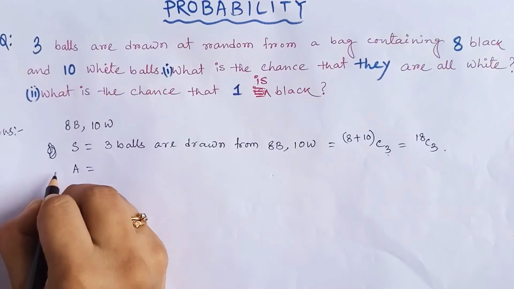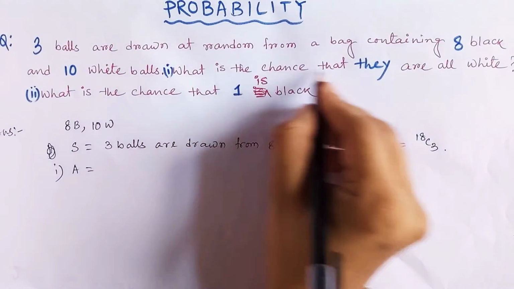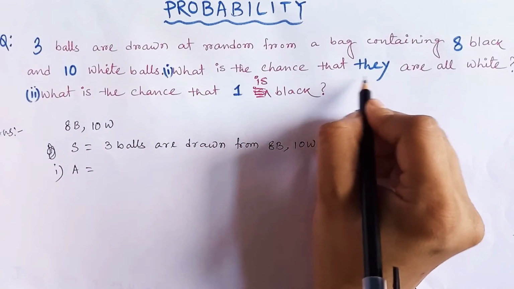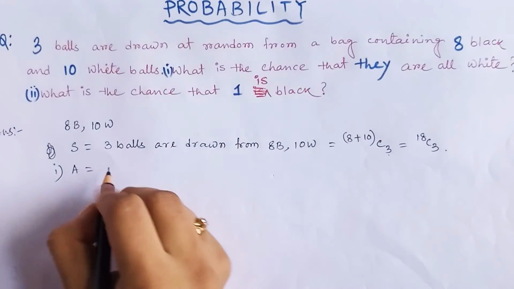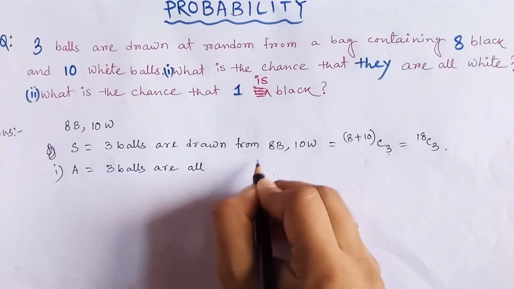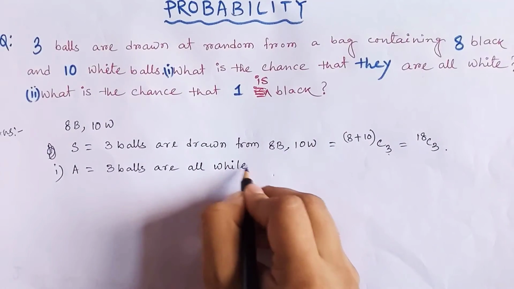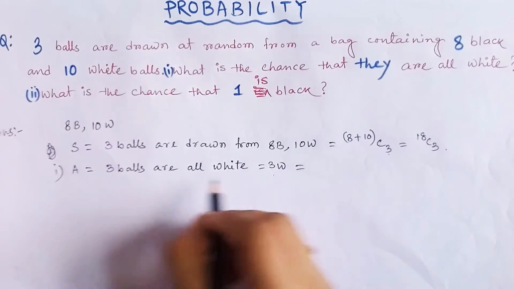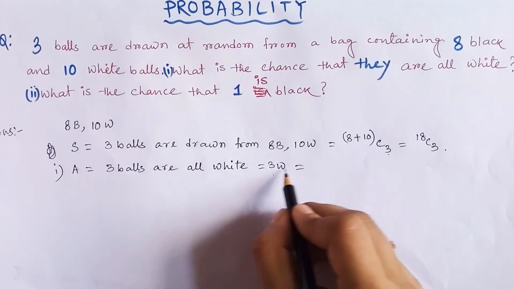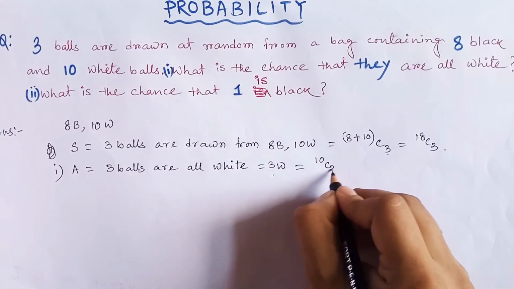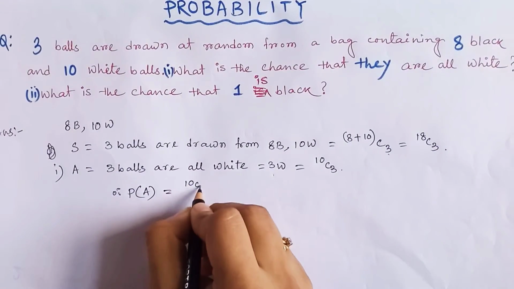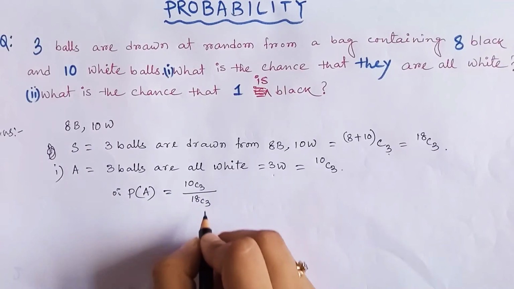Now A is equal to, this is the first part, what is the chance that they are all white? They means 3 balls are all white. That means 3 white balls. So here we see that there are 10 white balls. Out of 10 white balls we can select 3 white balls in 10C3 ways. Therefore the probability of A is equal to 10C3 whole divided by 18C3.